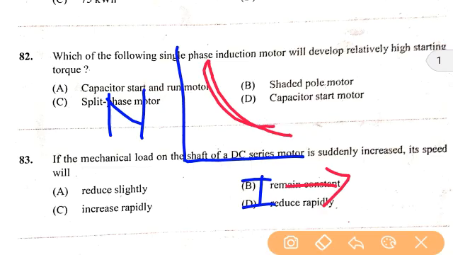At no load, that means at zero current, you can see that the speed is very high. Its speed is dangerously high. That is why the series motor never starts without any load.